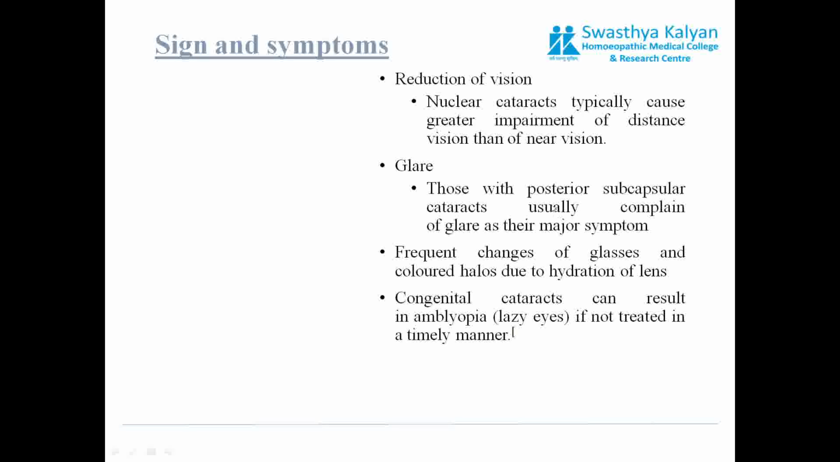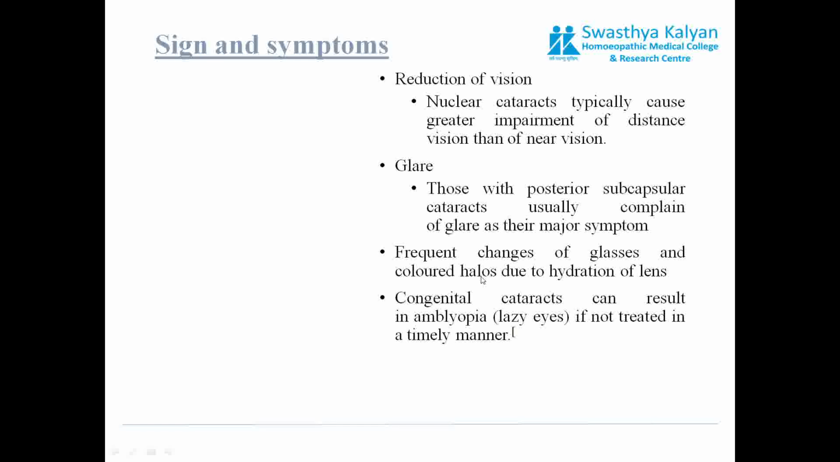If we discuss signs and symptoms, a cataract always shows reduction in vision. Nuclear cataract typically causes greater impairment of distant vision than of near vision. Second point is glare. Those with posterior subcapsular cataract usually complain of glare as the major symptom. There are also frequent changes in glasses, due to hydration of the lenses.